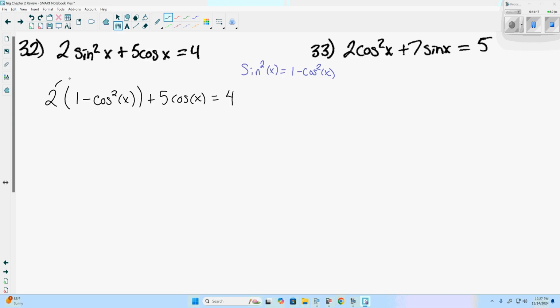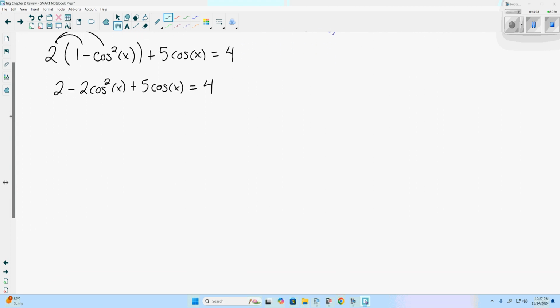Now at this point here, we can distribute through. 2 times 1 is 2. 2 times negative cosine squared is negative 2 cosine squared of x plus 5 cosine of x is equal to 4.